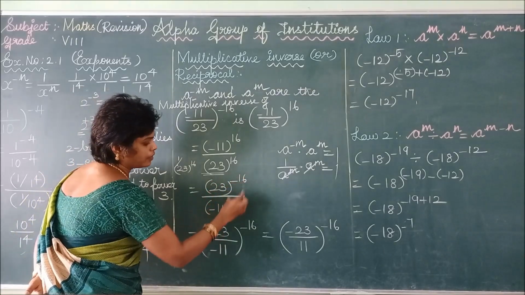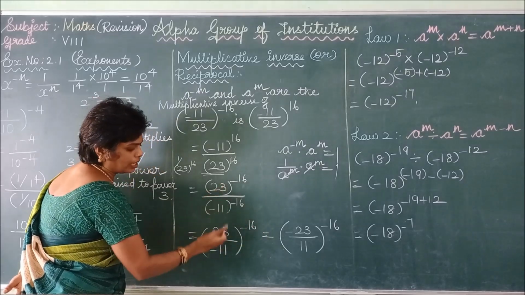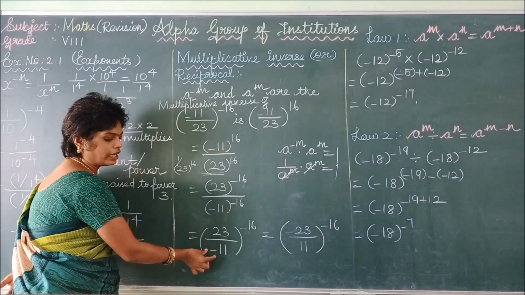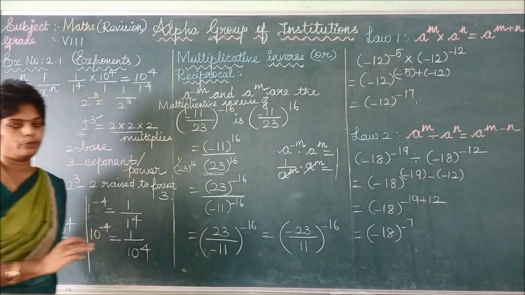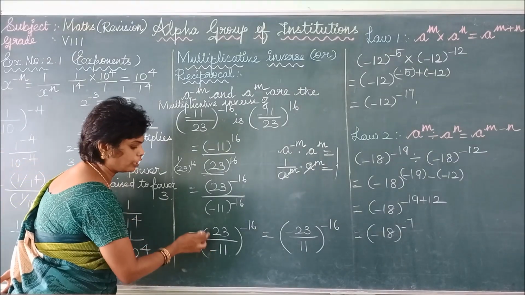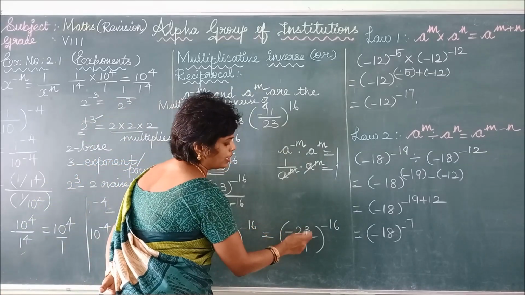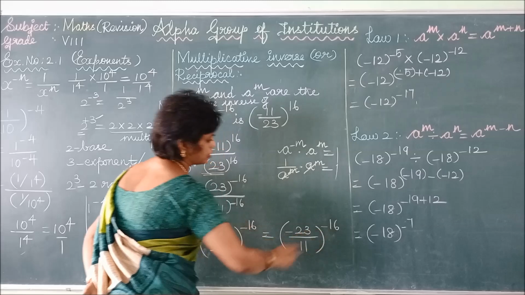Then take the powers outside: 23 divided by minus 11 whole power 16. As I told you already, the denominator should not be negative, so you can take the negative value to the numerator. So your final answer is minus 23 divided by 11 whole power minus 16.